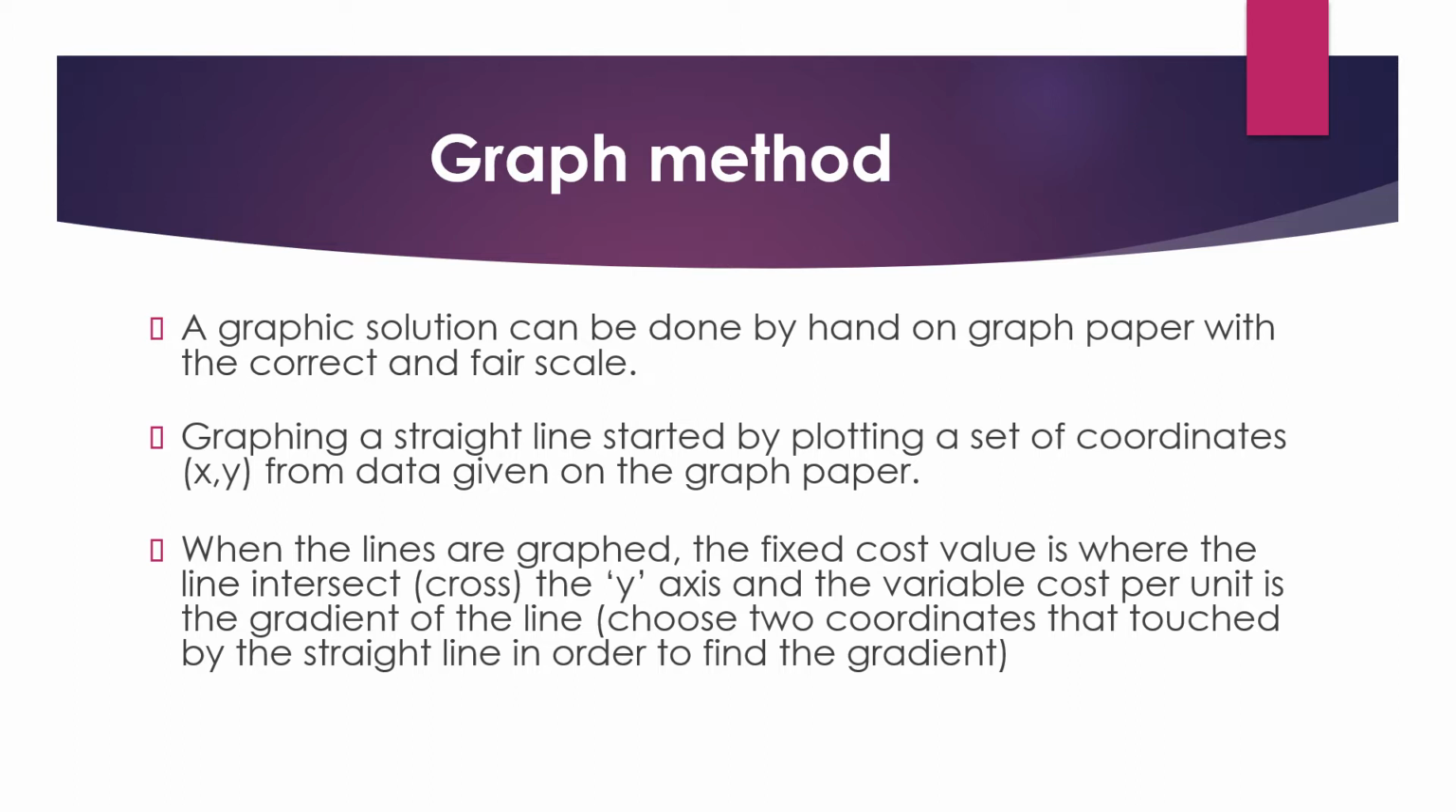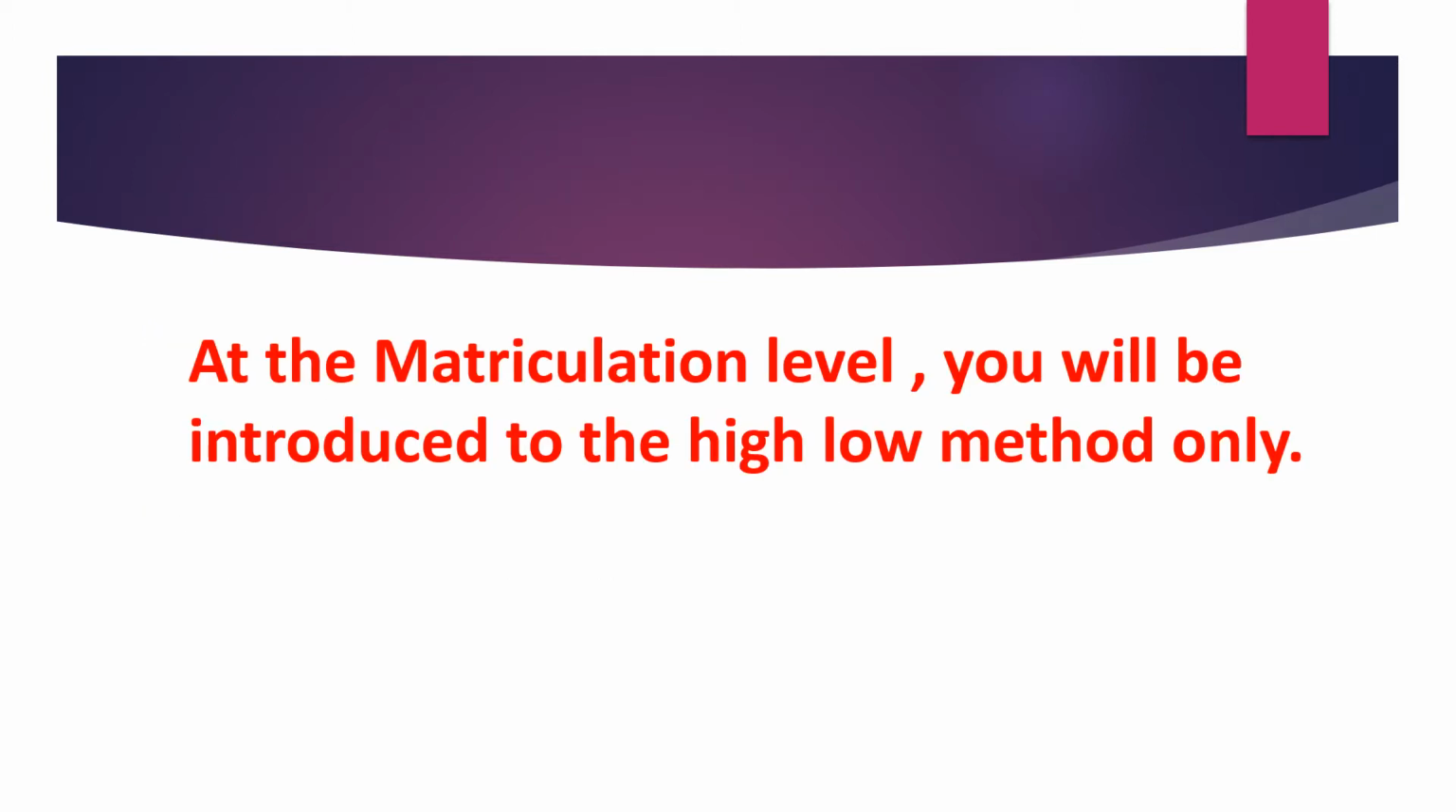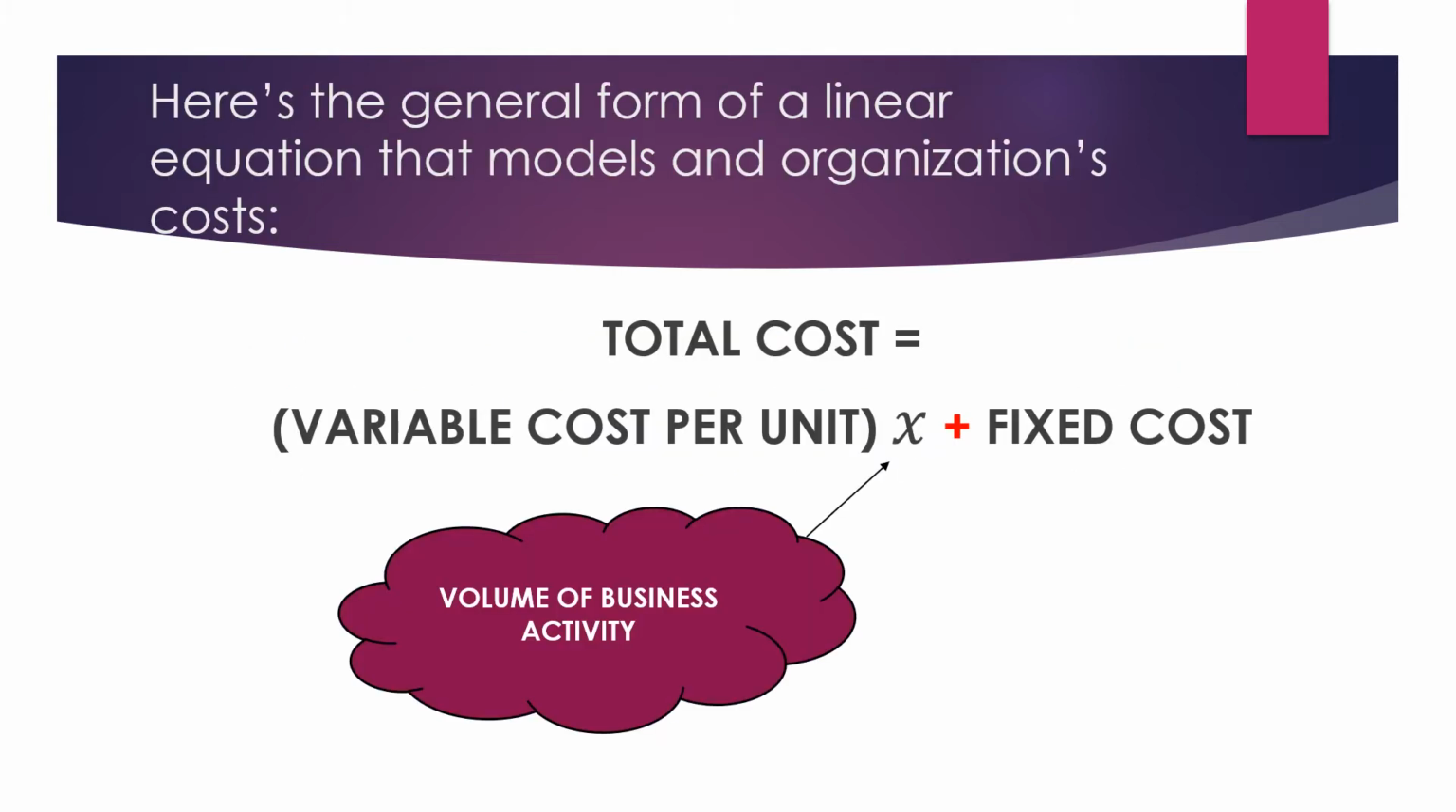Second method is the graph method, and third method is the simple regression method. At the matriculation level, you will be introduced to the high-low method only. Here's the general form of a linear equation that models organization cost. For example, if we want to find the total cost, it equals variable cost per unit multiplied by X plus fixed cost. X is the volume of business activity.